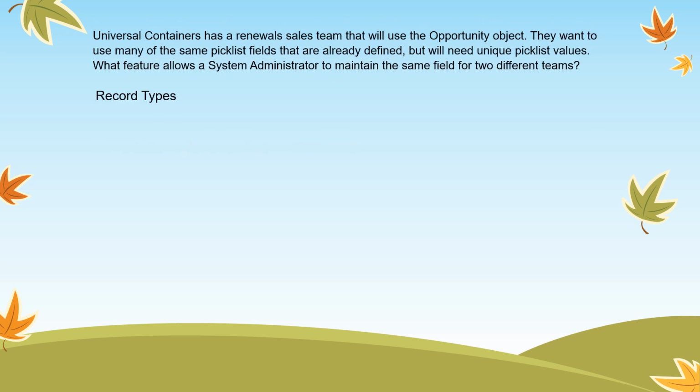Universal Containers has a renewal sales team that will use the opportunity object. They want to use many of the same pick list fields that are already defined, but will need unique pick list values. What features allow system administrators to maintain the same field for 2 different teams? Record types.